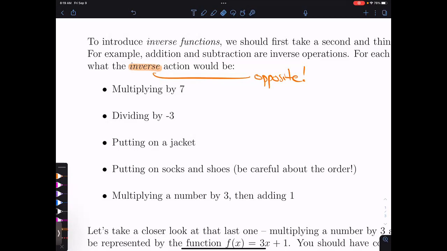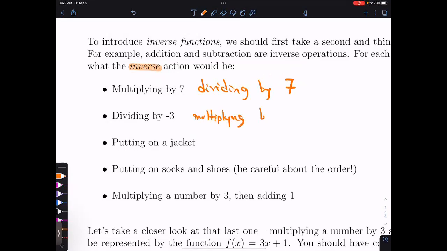Basically, Colby gave me 4, I multiplied it by 7, I got 28. What would I have to do to 28 to get back to 4? Divide by 7, right? So the opposite or the inverse action to multiplying by 7 would be dividing by 7. Okay, so the opposite or the inverse action to dividing by -3 would be multiplying by -3.